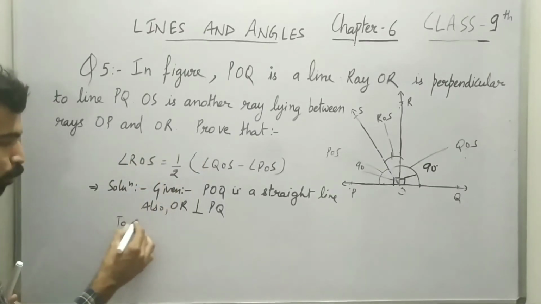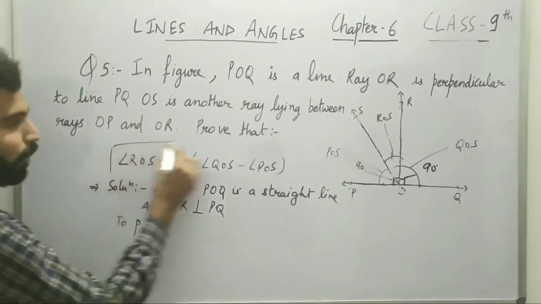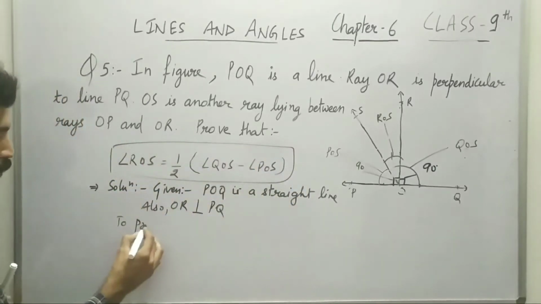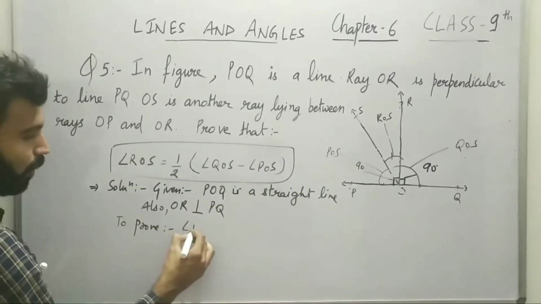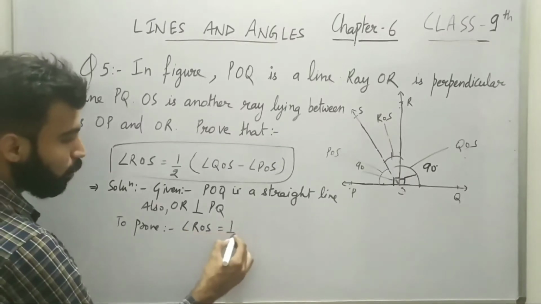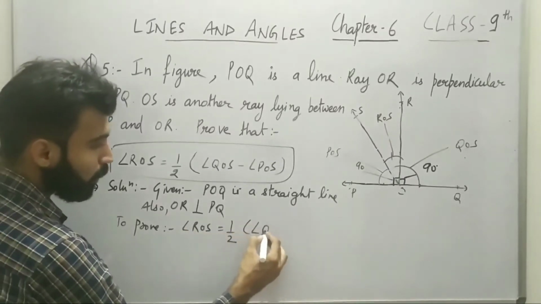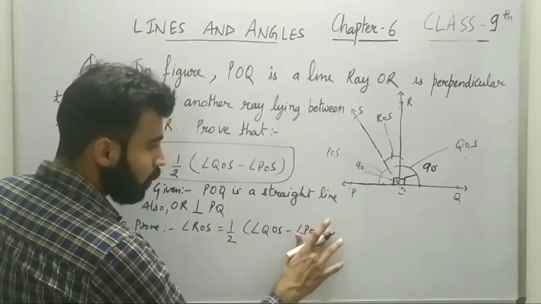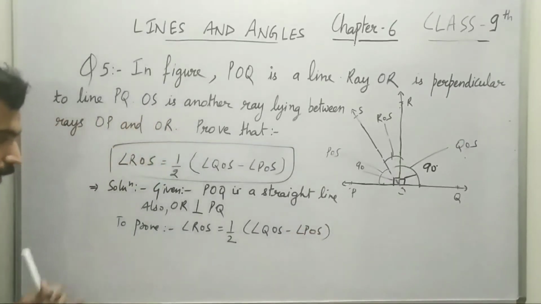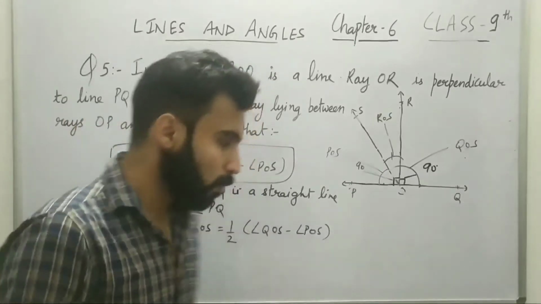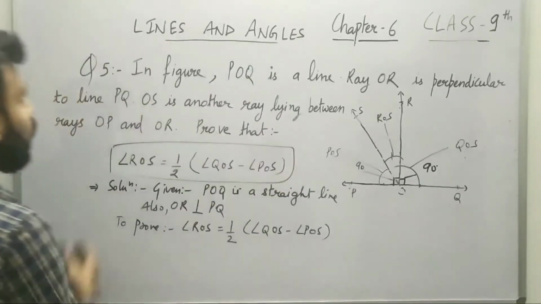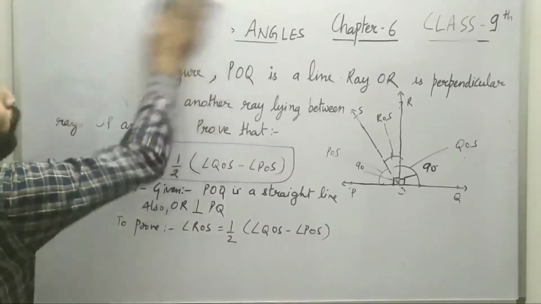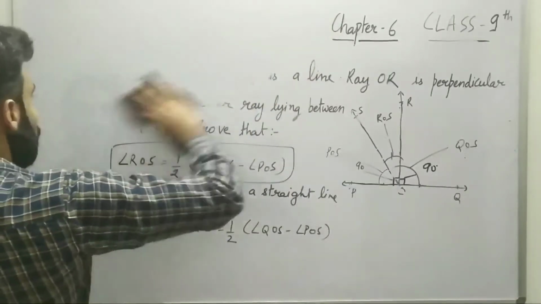Now to prove, so this is what we have to prove here. So let me just write that to prove angle ROS is equal to half of angle QOS minus angle POS. Let me just rub it. So this is what we have to prove in this question, right? Now let me just rub the question here because we now know what we have to prove here. Also, let me just make some space above.